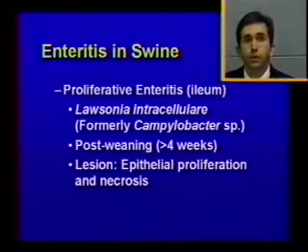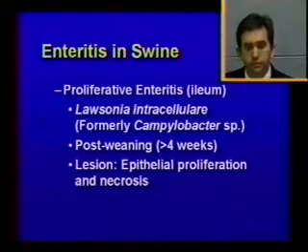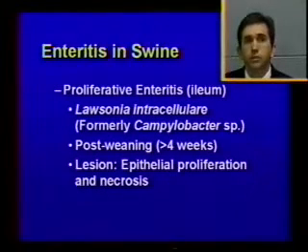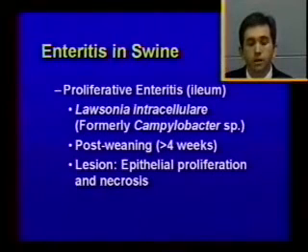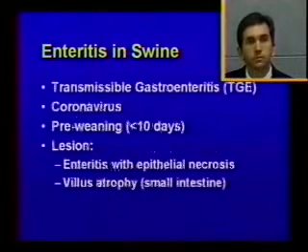And then there is an agent that causes proliferation of the intestine, a disease known as proliferative enteritis. It's seen mostly in the ileum. The agent that causes this is known as Lawsonia intracellularis. Again, this is an agent that has changed names in the past 5 to 6 years. It used to be known as Campylobacter. Now it's been classified as Lawsonia intracellularis. It affects older pigs, those that are post-weaning, greater than 4 weeks of age, and it causes a marked folding of the intestine, or proliferation.